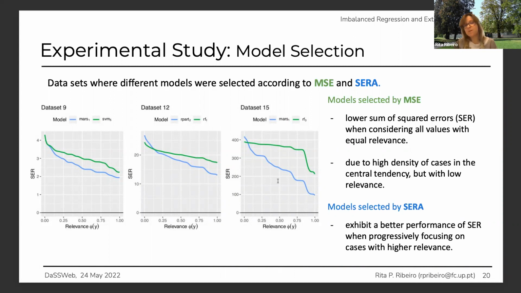That happens because, of course, the mean squared error accounts for the highest density regions of the target variable. So they are basically focused on this point here only. Okay.